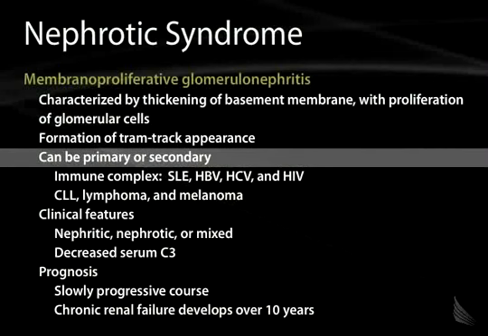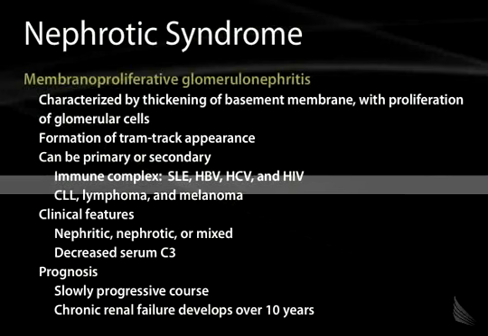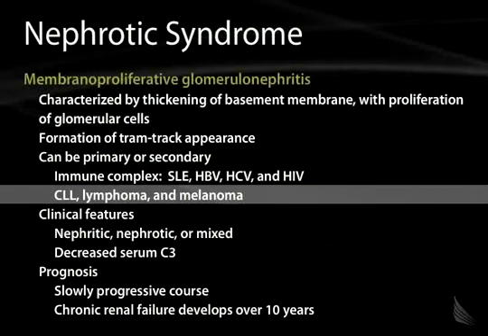Now, this can be both a primary or a secondary disease. Usually it's caused by immune complexes which are deposited in various types of both infectious and autoimmune diseases like lupus, like hepatitis virus infection, like HIV. You can also see it in certain neoplasms like lymphoma, like chronic lymphocytic leukemia, or melanoma.